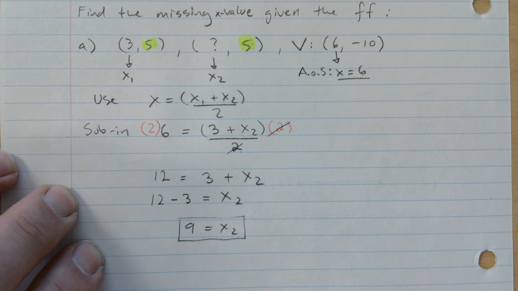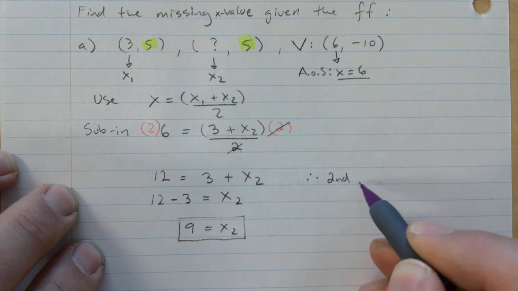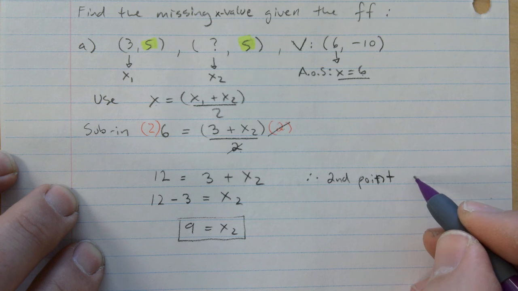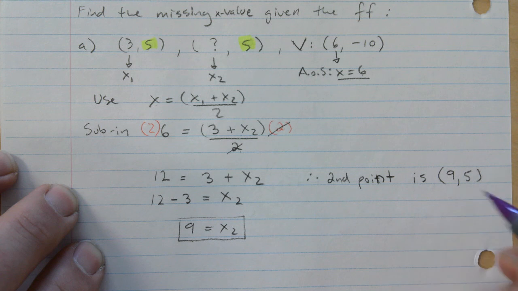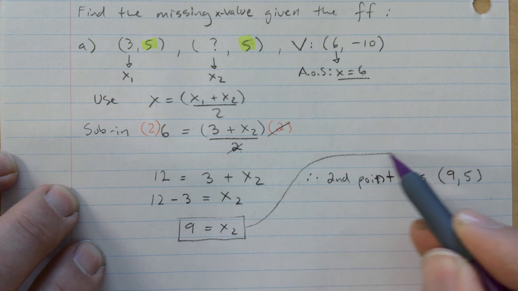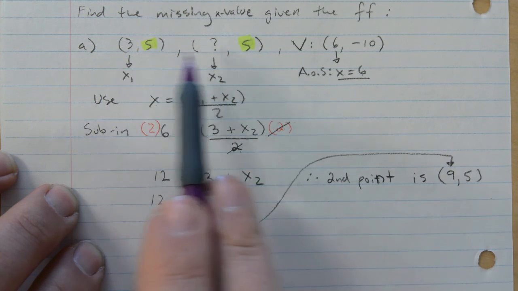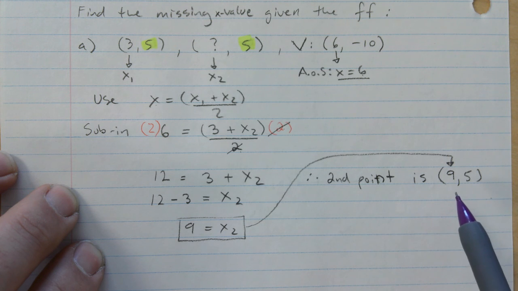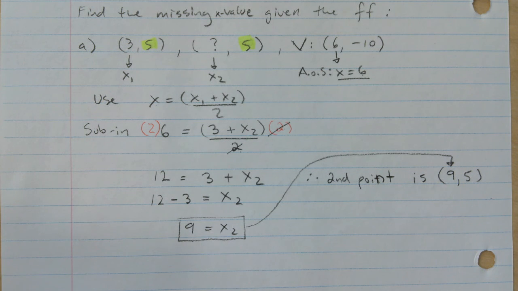Therefore, the second point is (9, 5). Okay, and the 9 we got from the calculation we just did. So these two points would have to be (3, 5) and (9, 5) given a vertex of (6, -10). Okay.